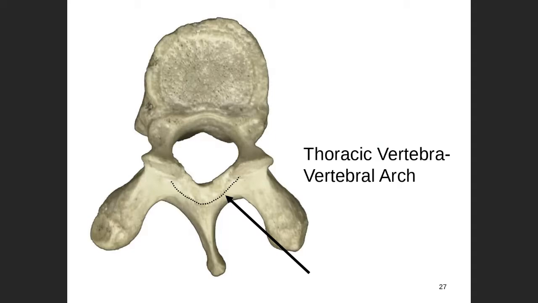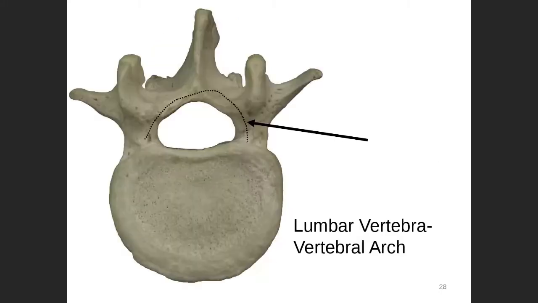Here you can see it in the thoracic vertebrae. I don't know why the lines aren't going all the way up to the vertebral body, but you'll see it better here in the lumbar vertebrae. Vertebral arch, yes, ma'am. Pretty much everything except for the body, so just extend that whole area from the body all the way around to the other side of the body.